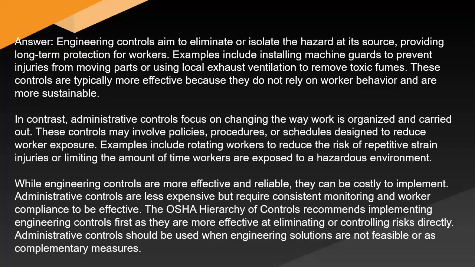While engineering controls are more effective and reliable, they can be costly to implement. Administrative controls are less expensive but require consistent monitoring and worker compliance to be effective. The OSHA hierarchy of controls recommends implementing engineering controls first, as they are more effective at eliminating or controlling risks directly. Administrative controls should be used when engineering solutions are not feasible or as complementary measures.